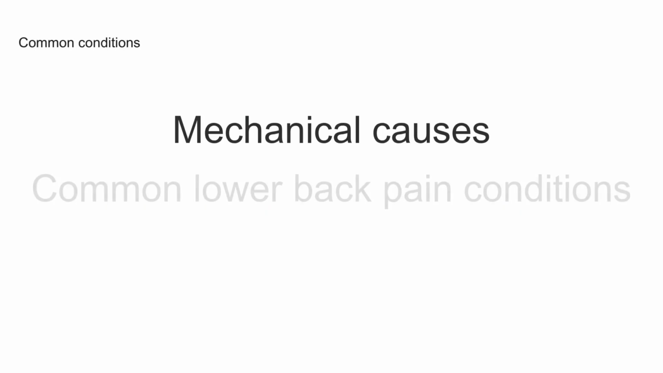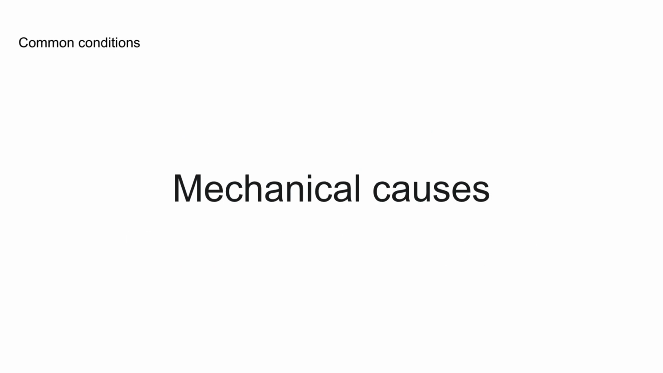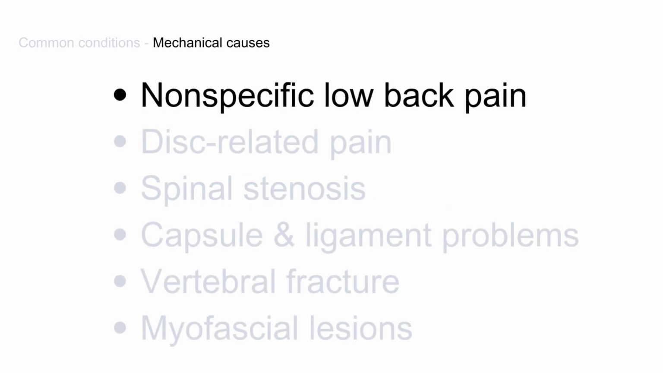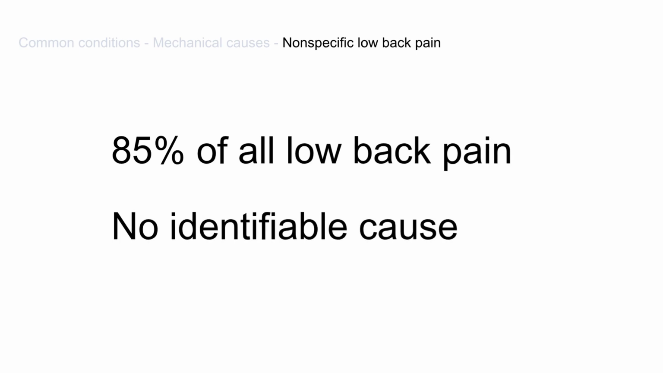To better understand and manage lower back pain, it's helpful to look at it through a structured lens. We'll divide the causes into 2 main groups, mechanical and non-mechanical causes. Let's start with mechanical causes, which are the most common. Non-specific low back pain is the most common type, accounting for approximately 85% of all low back pain cases. It usually doesn't have a clearly identifiable cause and can be related to mechanical and psychosocial factors.